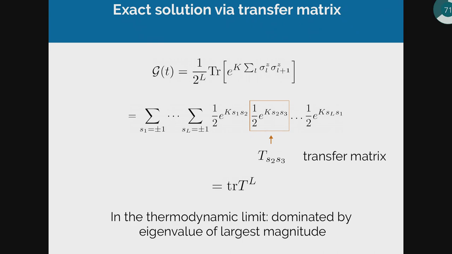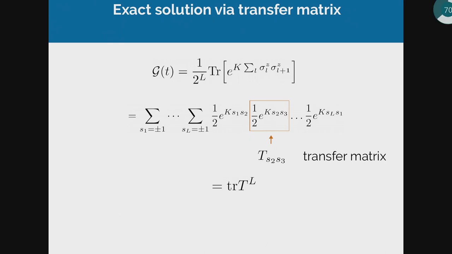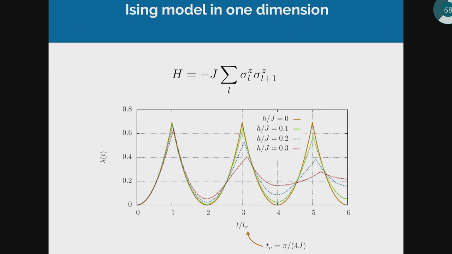Since this matrix T is only a 2x2 matrix, you can solve this partition function in the thermodynamic limit easily just by searching for the eigenvalue of the transfer matrix of largest magnitude. This one will dominate in the limit of L to infinity, okay? So that's how you can solve this exactly. And the exact solution you have seen on the previous slide, so that in this case, the Loschmidt amplitude or the dynamical free energy gets these non-analyticities.